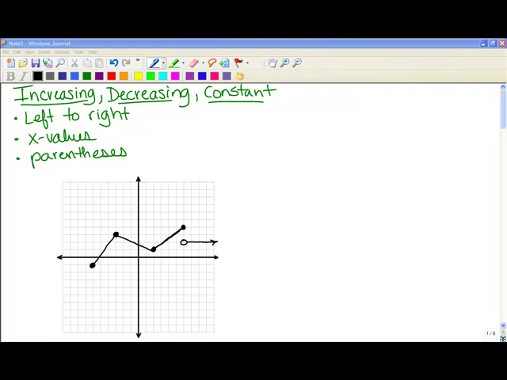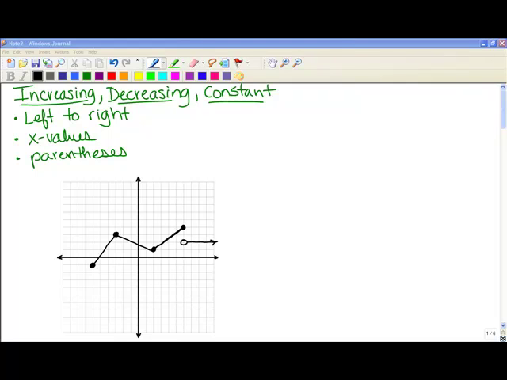And anytime you have a graph, you always start on the left and head towards the right and see what happens. We'll use x values only, when we write down the answers for increasing, decreasing, and constant. Only x. And we'll also use only parentheses when writing down our answers.